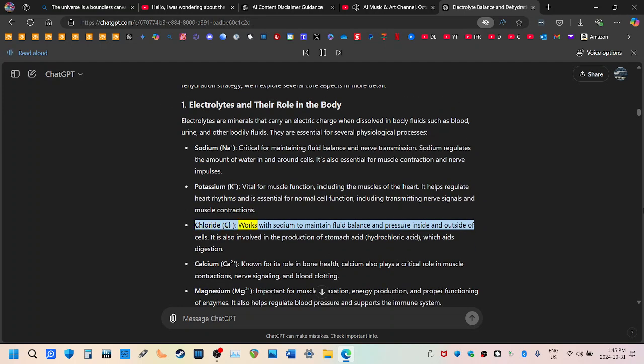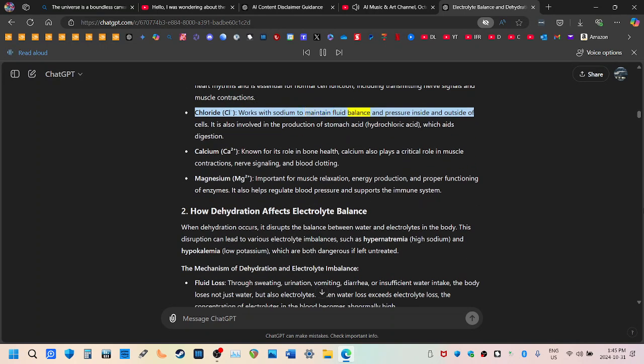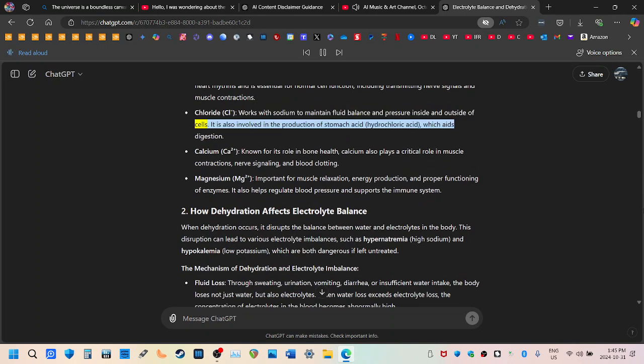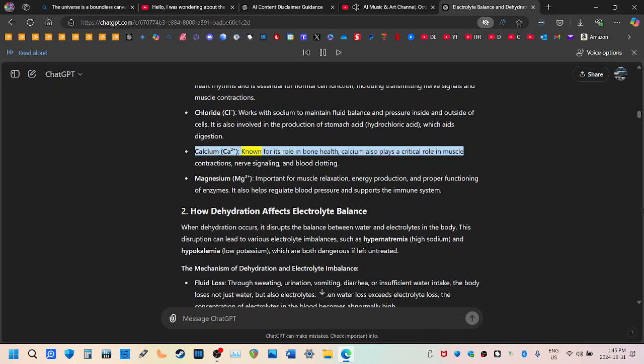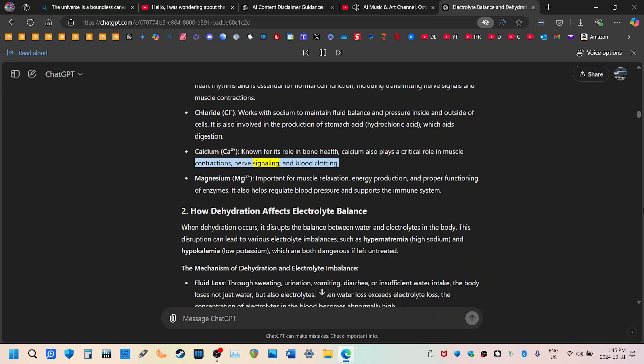Chloride, Cl: works with sodium to maintain fluid balance and pressure inside and outside of cells. It is also involved in the production of stomach acid, hydrochloric acid, which aids digestion. Calcium, Ca²⁺: known for its role in bone health. Calcium also plays a critical role in muscle contractions, nerve signaling, and blood clotting.